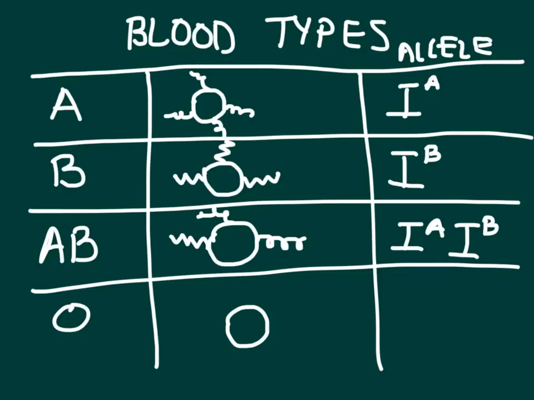Poor little O. O is recessive. So if you get an allele for O, it's lowercase i. Notice the alleles for A and B, they're uppercase because they are what we call co-dominant. They are both dominant. O is hidden, it's masked. If you inherit anything from them, well, so sad.